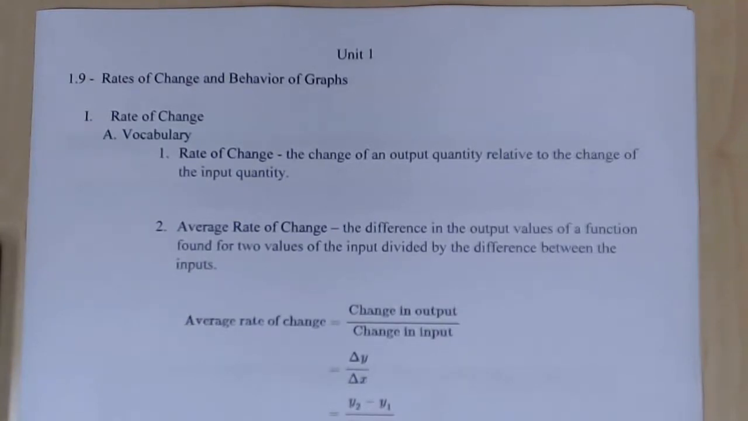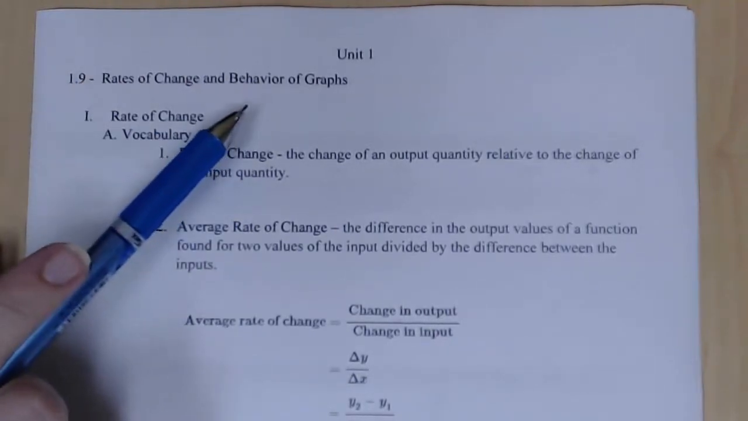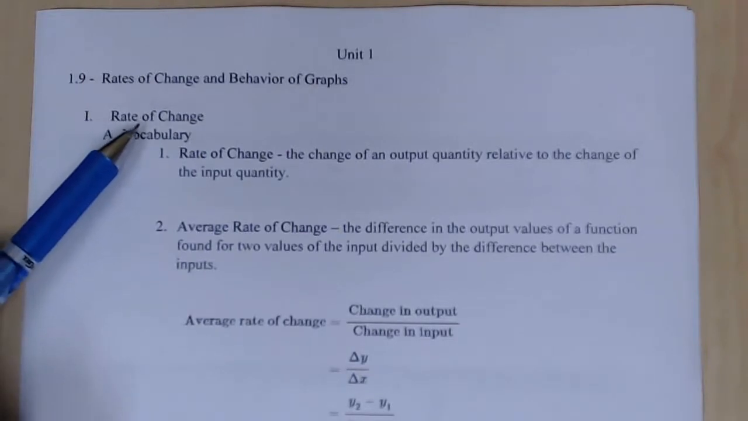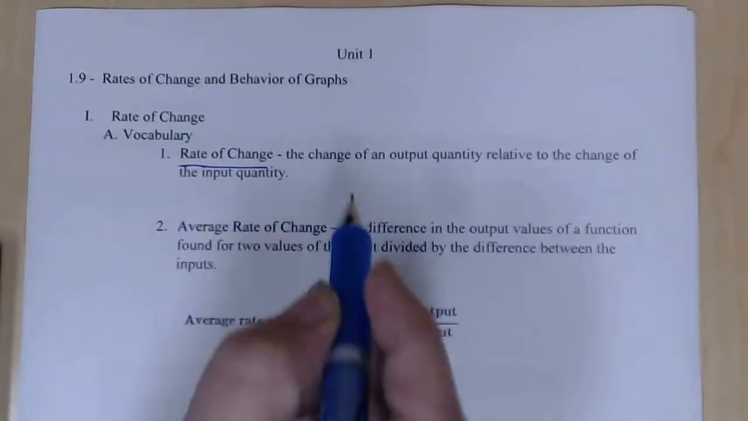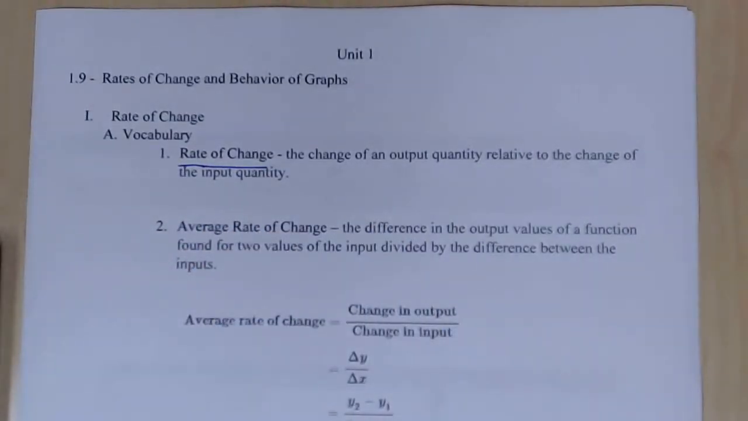So I'm going to have two parts. We're going to have rates of change, and then we're going to look at behaviors of graphs. So for part one, I want to look at rate of change. Some vocabulary to get us going is, one, rate of change is defined as the change in the output quantity relative to the change of the input quantity.